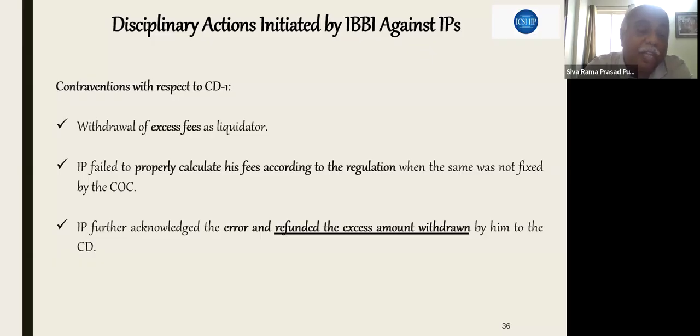Withdrawal of excess fees as a liquidator. The IP failed to properly calculate his fees according to the regulation, when the same was not fixed by the COC. The IP further acknowledged the error, agreed and accepted that the excess amount was taken, and refunded the excess amount withdrawn to the CD.